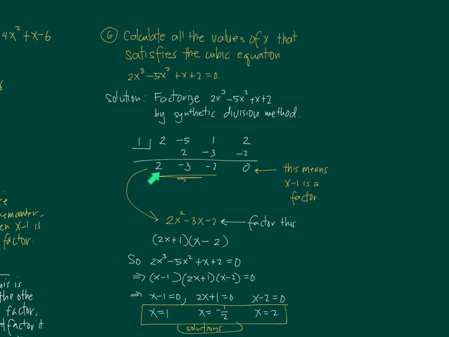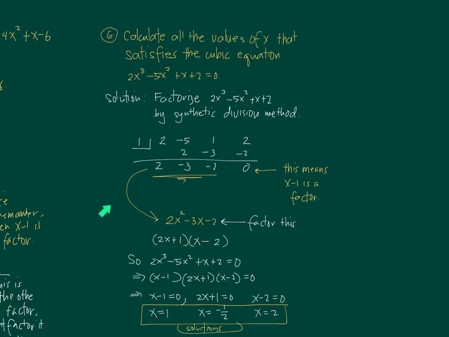Again, perform the synthetic division. Make sure you carry all the coefficients properly. So you have 2, negative 5, 1, and 2. We tried 1 and found that this worked. So this means x minus 1 is a factor. Again, use the numbers you obtained here: that's 2, negative 3, and negative 2. That becomes 2x squared minus 3x minus 2. Factor this, and we get 2x plus 1 and x minus 2.